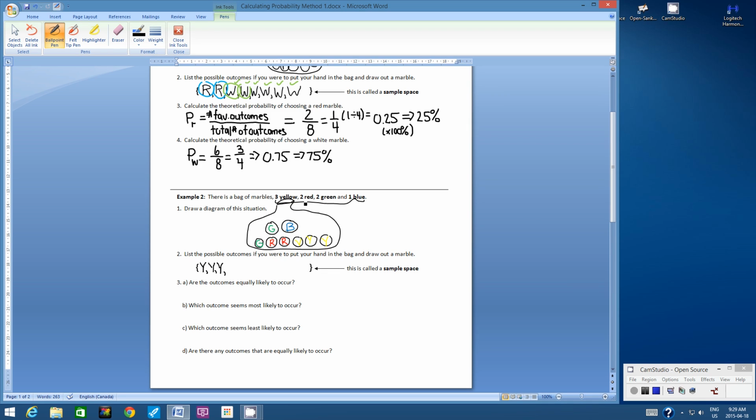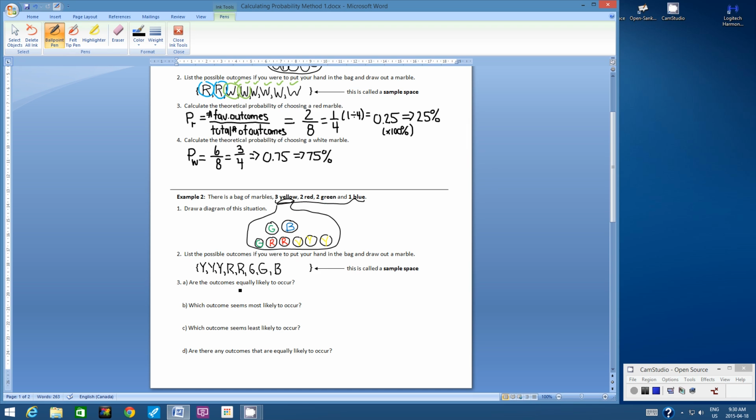And then we have 2 red, so R, R. We have 2 green, G, G, and we have 1 blue. So again, make sure you got them all. 1, 2, 3, 4, 5, 6, 7, 8. That is our sample space. Okay? So let's look at question 3.